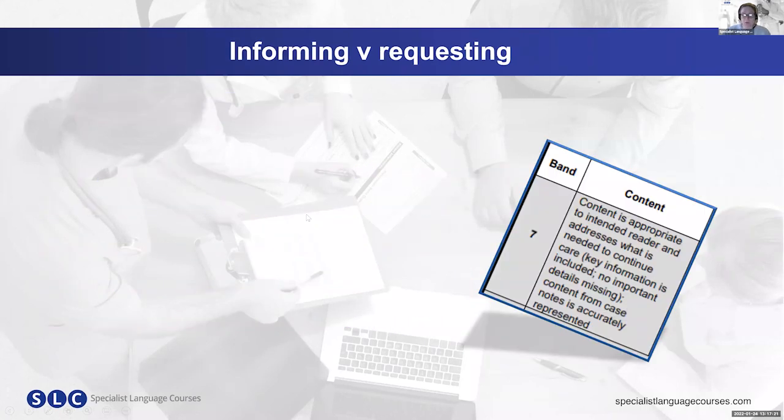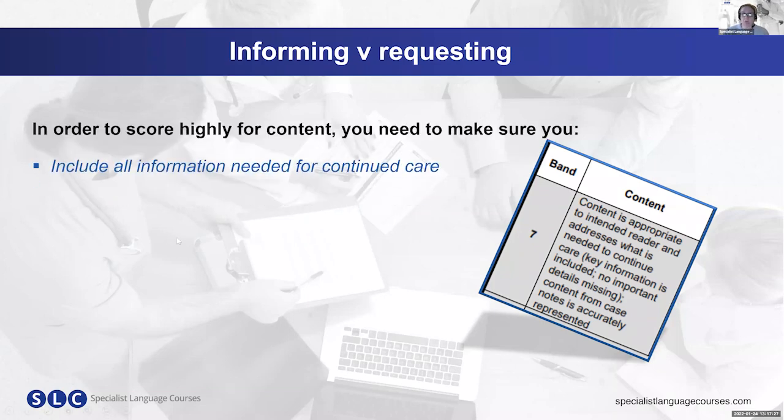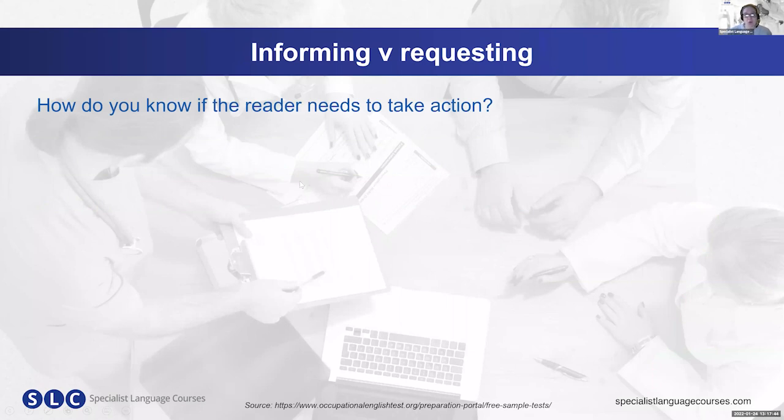So in order to score highly for content in OET criteria, you need to make sure that you include all information needed for continued care and that it's accurate. This is so important, because if it's inaccurate, your band score is going to drop dramatically because the patient's not going to receive the care that they need. So how do you know if the reader needs to take action?